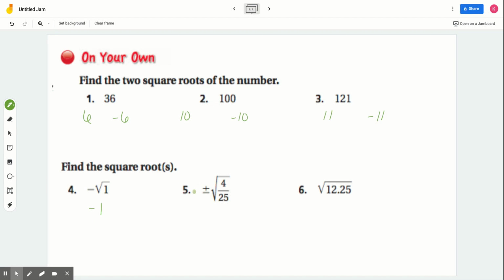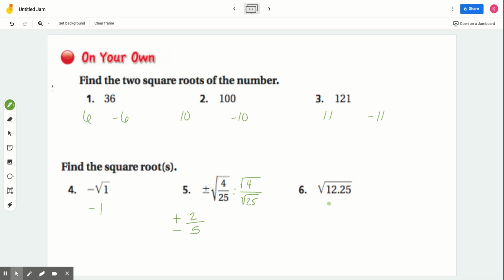Here you can see that number 5 is asking for both the positive and negative square roots. Now you're probably thinking, well, this one looks a little bit more complicated. When we have a fraction, it's like taking the square root of the numerator and the square root of the denominator. The square root of 4 is 2, and the square root of 25 is 5. So the answer here is positive or negative 2/5.